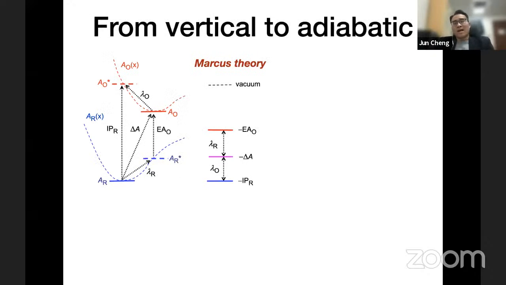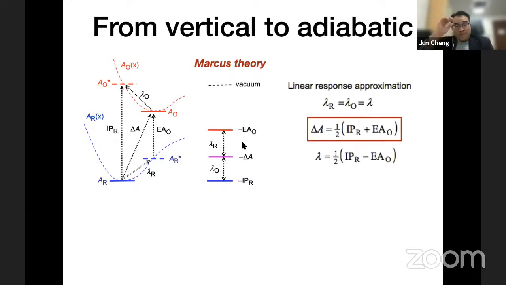Okay, first, how to calculate the free energy. Just to quickly give you an analogy, as I mentioned, I showed you this level picture earlier on. We have this adiabatic level, that's our free energy, that's our redox potential. In the Marcus picture, in the linear response region, this free energy lies right in the middle of these two vertical energies. So the adiabatic energy you can think of as the average of the vertical ionization potential of the reduced state and the vertical electron affinity of the oxidized state. This shows that we can calculate the free energy from the vertical energies. So that's for the electron transfer.